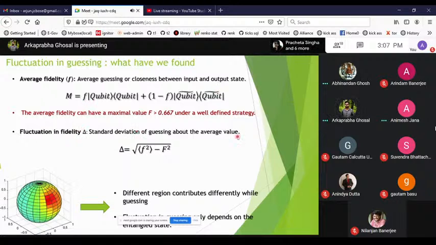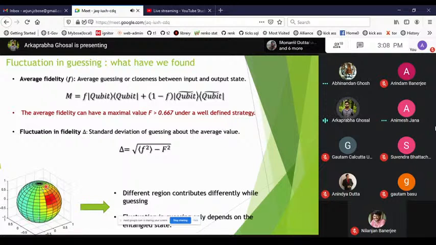Okay. So this average fidelity can be increased under a well-defined strategy. And this fidelity can attain a maximal value that is strictly greater than 0.667, that is the classical bound. And for that particular maximal fidelity, we get some fluctuation. So what is fluctuation? Fluctuation is basically the standard deviation of guessing about the average value.